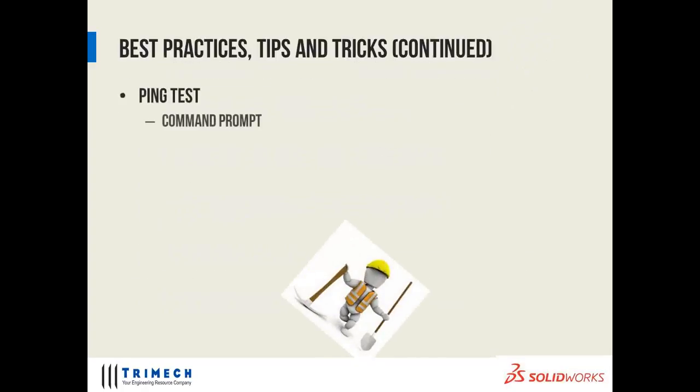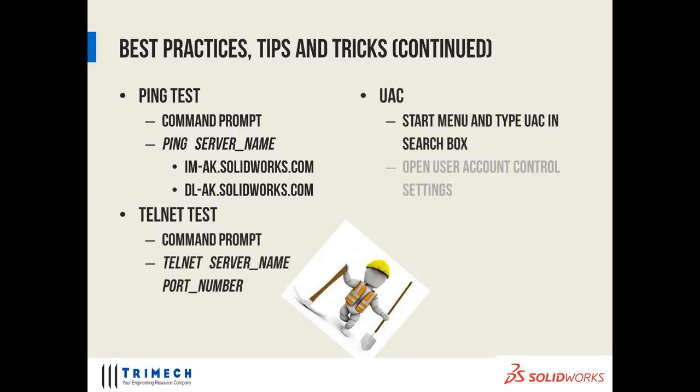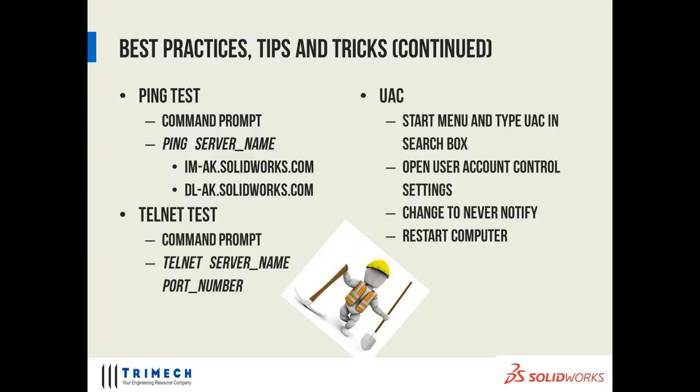So let's look at some of these ping tests that I talked about beforehand. The ping test is going to be run inside of the command prompt. Essentially what it does is make certain that you have network connection between your computer and some other computer. So we would want to open up the command prompt and type ping, space, and then whatever the server name is. I've listed here a couple of the different SolidWorks server locations that you can test to make sure that you're going to be able to download from SolidWorks directly.